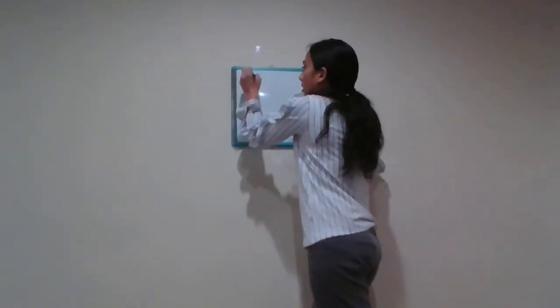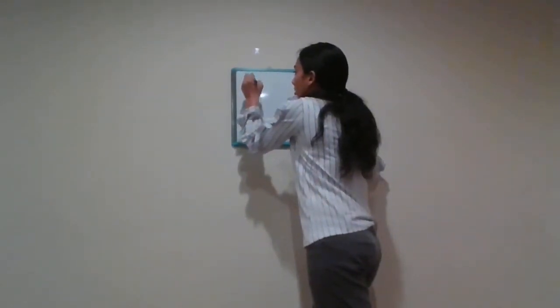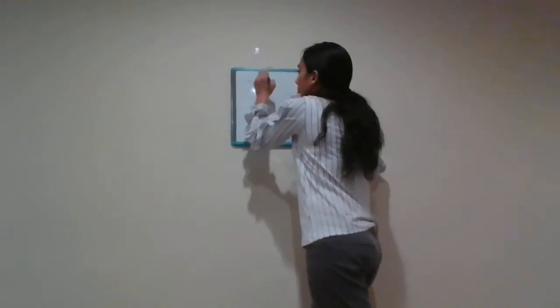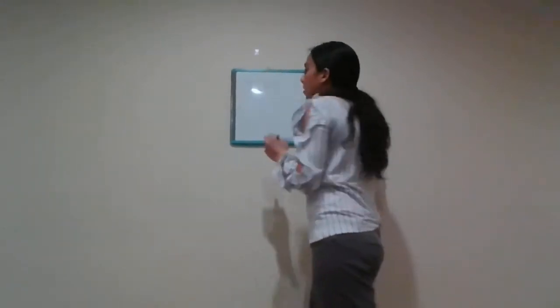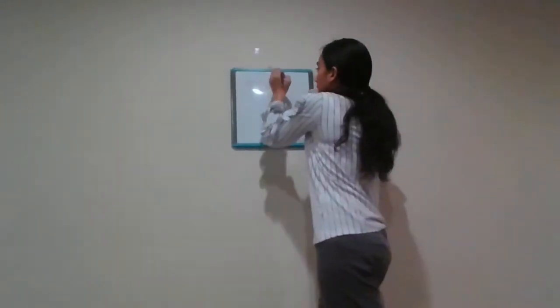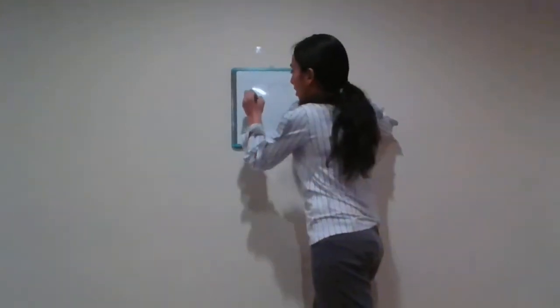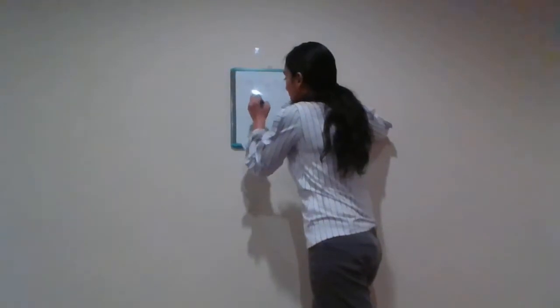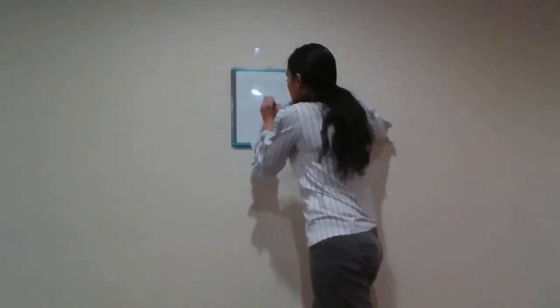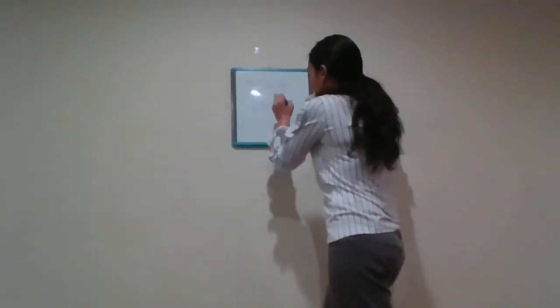Yesterday we talked about adding fractions with like denominators. So stuff like 1/4 plus 1/4 equals 2/4. Very good. But what if you had stuff like 1/6 plus 1/9? How would you add that?